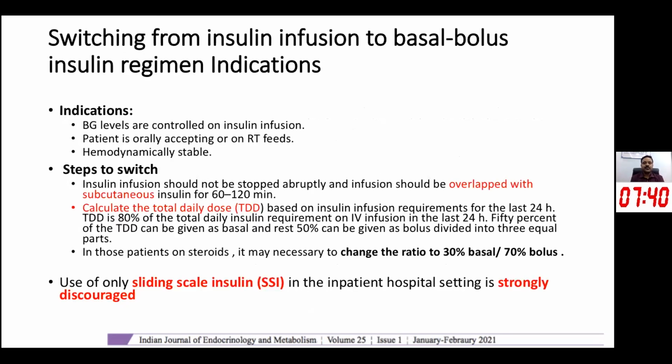Now, switching from insulin infusion to basal-bolus insulin: if blood glucose levels are controlled on insulin infusion, the patient is accepting orally or on RT feed, and is hemodynamically stable, we can try for changing.